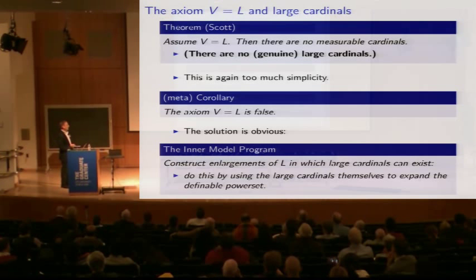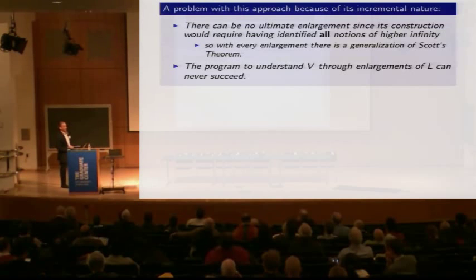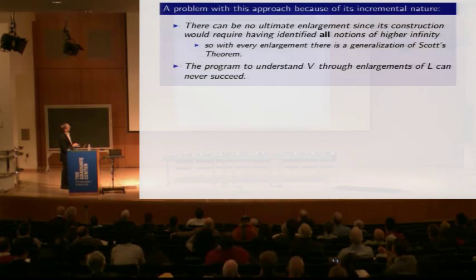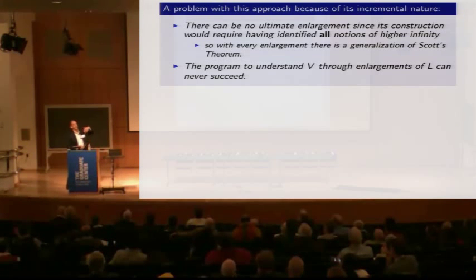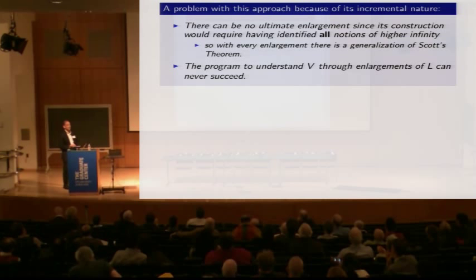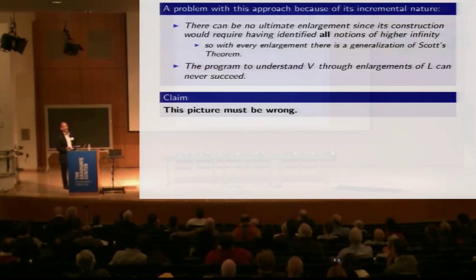Okay, so this seems quite reasonable, but if we're using the large cardinals to expand the definable power set, we better know all of the large cardinals, or we won't know that we've done an ultimate expansion. So this statement here just seemed obvious 5 years ago. There can be no ultimate enlargement since the construction would require identifying all notions of infinity. You can't do that. So with every enlargement, there's a generalization of Scott's theorem. However you define the enlargement, you won't have reached some higher infinity beyond that. So the program to understand V through enlargements of L can never succeed. That's kind of discouraging.